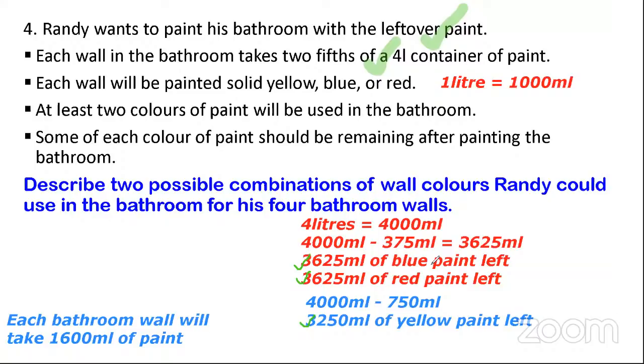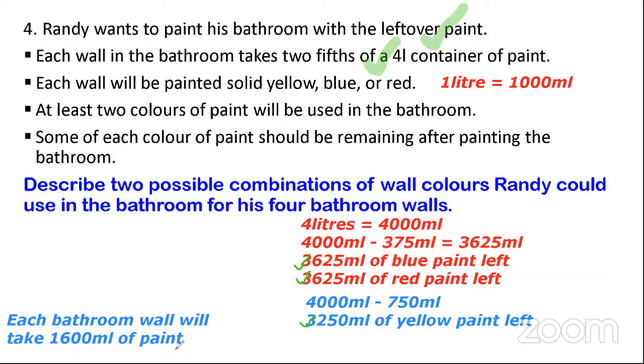So I'm seeing persons saying that we have the same amount. But what calculations do you have to say that? All right, so I'm seeing where Ashana FI is saying blue and red because they have 3,625 milliliters left over each, but now we're in the bathroom and we said that we need 1,600 milliliters of paint. So, all right, let us think about that then.